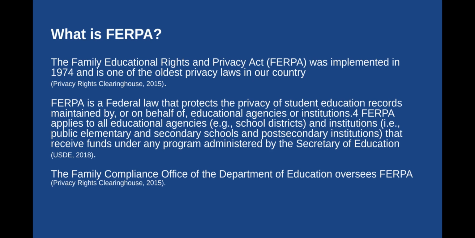What is FERPA? The Family Educational Rights and Privacy Act, otherwise known as FERPA, was implemented in 1974 and is actually one of the oldest privacy laws that we have in our country. It's a federal law that protects the privacy of student education records maintained by or on behalf of educational agencies or institutions. FERPA applies to all educational agencies and institutions that receive funds under any program administered by the Secretary of Education. So basically, that would be all public elementary and secondary schools and post secondary institutions. The Family Compliance Office of the Department of Education is who oversees FERPA.